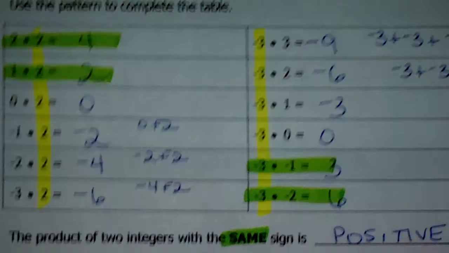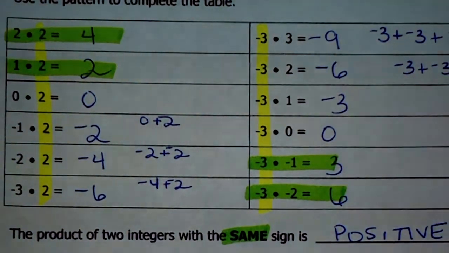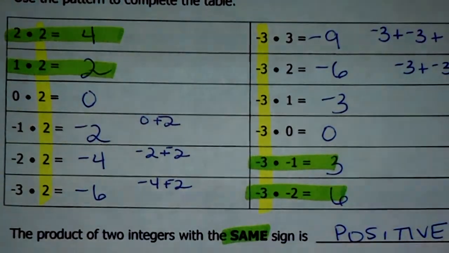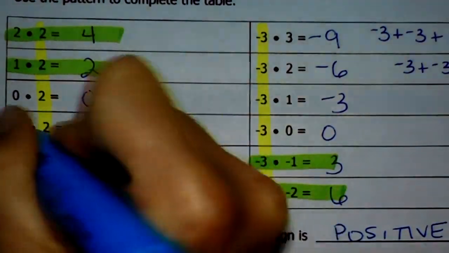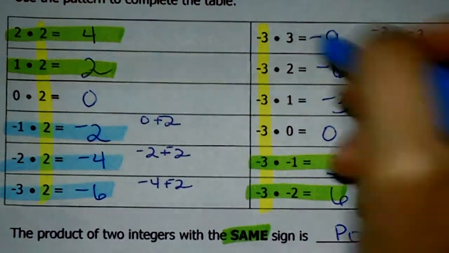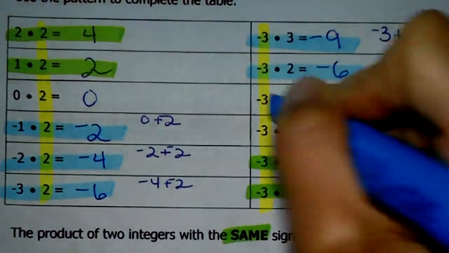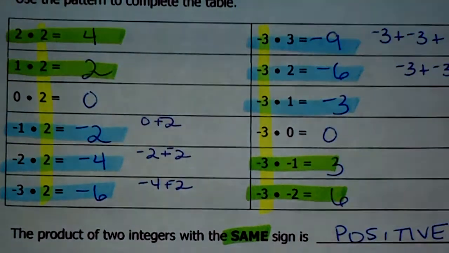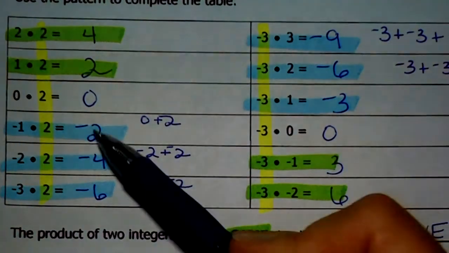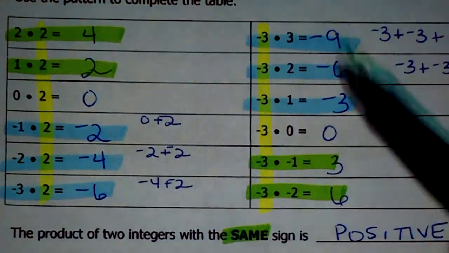On the opposite end of that, the product of two integers with different signs, so let's look at all the ones where they're different. These have 2 different signs, 2 different signs, 2 different signs. Most of these do. I'm highlighting all of the ones that have different signs. And 0 isn't positive or negative, right? That's its own little property. We'll leave that alone for now. But what do you notice about all the ones highlighted in blue? What kind of answers do you have?